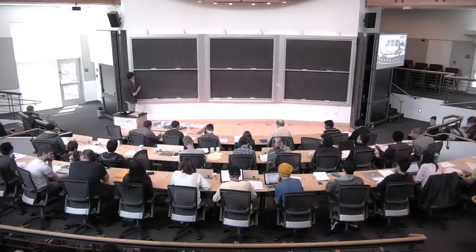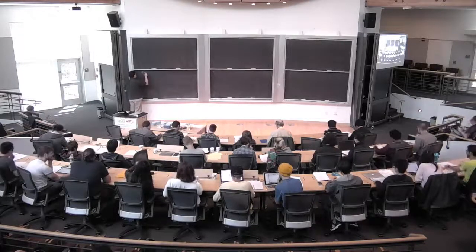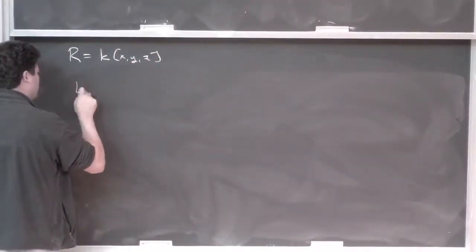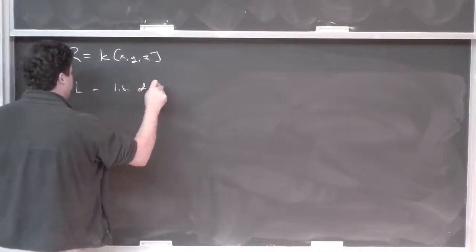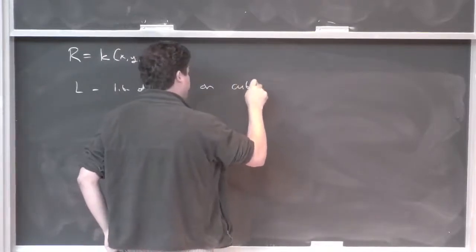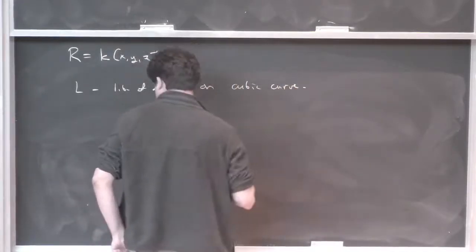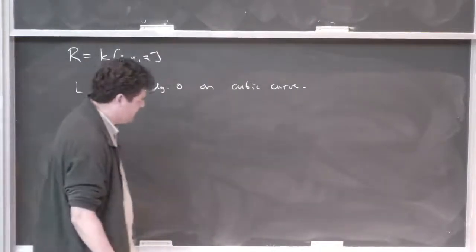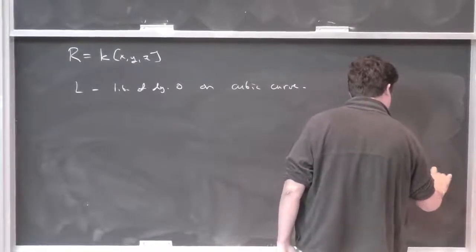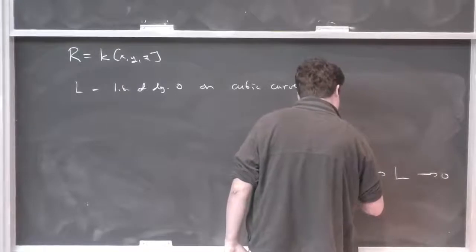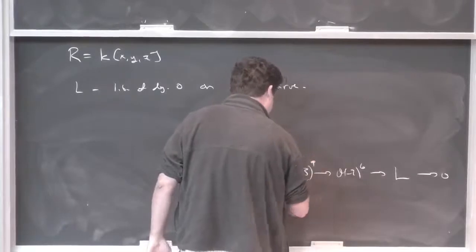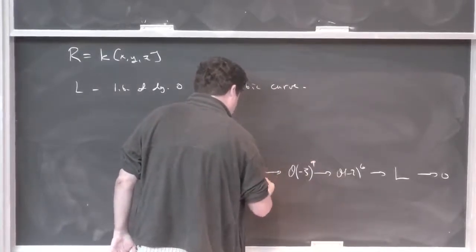Things from last time. We were over this graded ring, and we had this L, a line bundle of degree 0 on an elliptic curve, on a cubic curve. And I said we could get this resolution: O(-2)^6, O(-3)^9, O(-4)^3.